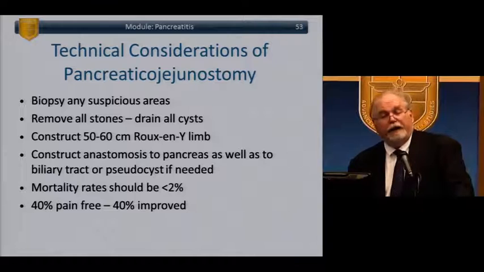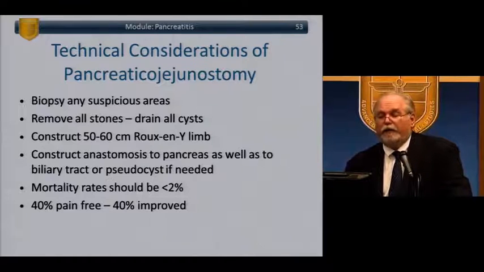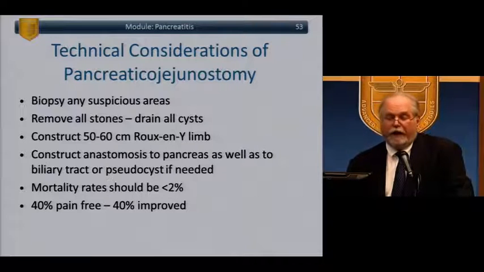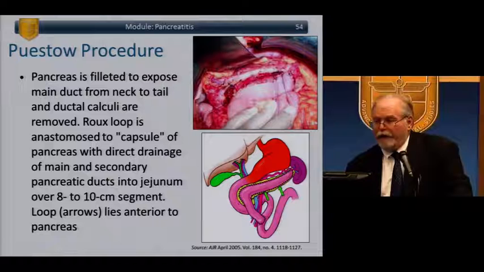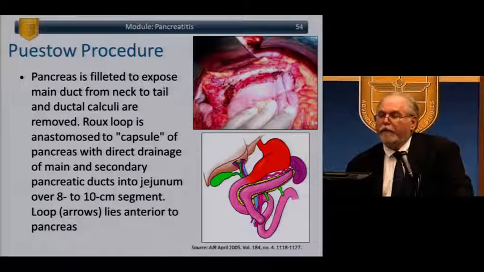You want to biopsy any suspicious areas, remove all stones, and drain all cysts. Construct a Roux limb of 50 to 60 centimeters. Construct the anastomosis to the pancreas, biliary tract, or to the pseudocyst. About 40% are pain-free, 40% are improved. Low mortality rate should be expected. And here you see the Puestow, where you're filleting open the pancreatic duct, and then you're constructing a Roux limb that lays right along the pancreas.